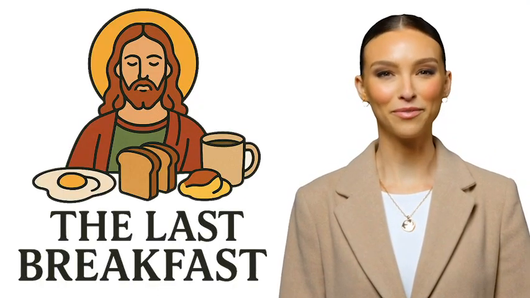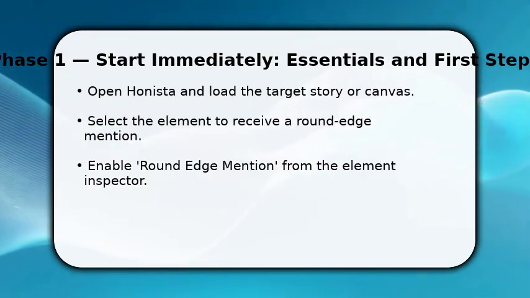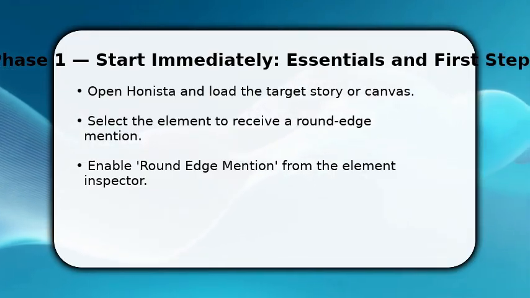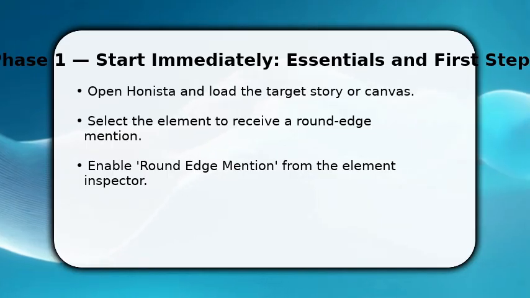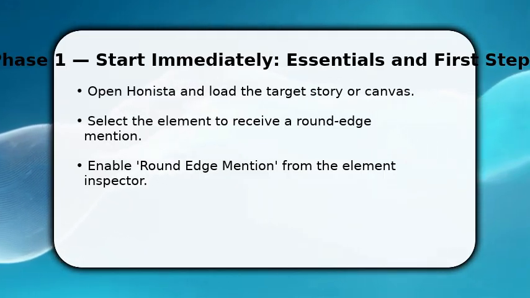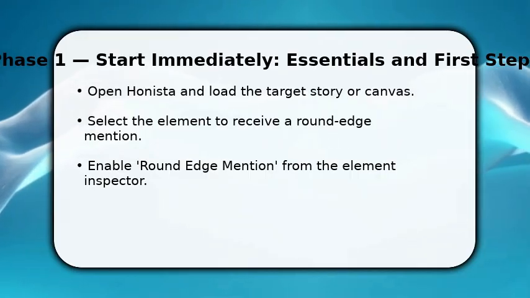Please enjoy the video. You start by opening Honista and loading the story you want to edit. Make sure the canvas is ready. Next, select the specific element, text box, image, or card that should show the round edge mention. Once selected, open the element inspector and enable the round edge mention toggle so the feature is active. This step initiates the effect. It prepares Honista to render the rounded mention and sets default values you can tweak in the next steps.